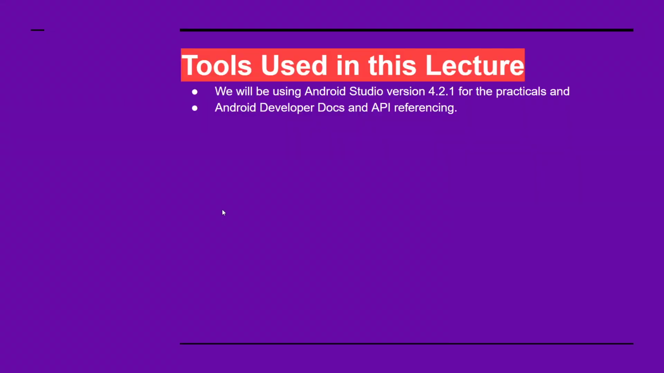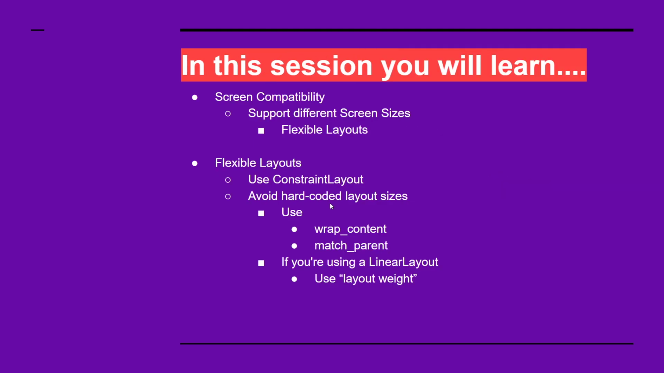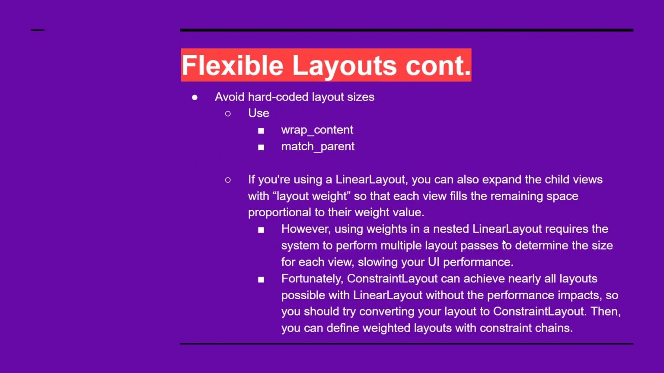We'll be using these tools for this lecture, and make sure to finish these prerequisites before you start this lecture. And because this is part 2, definitely you have to look at part 1 before this. In this session, you will continue to learn about screen compatibility and supporting different screen sizes using flexible layouts. In the previous part 1, you learned about flexible layouts and using constraint layouts. In this part, you will learn further about constraint layout and then avoiding hard coding layout sizes.